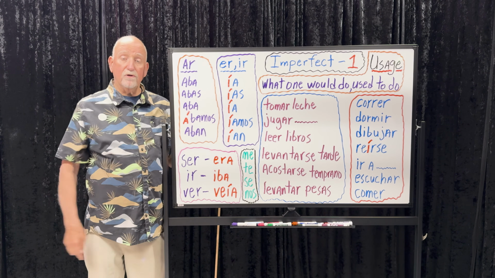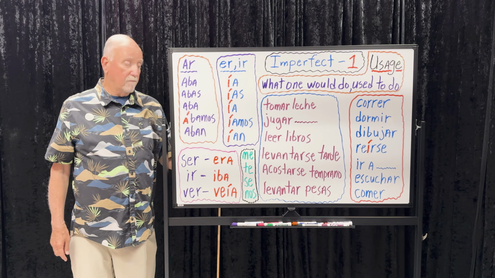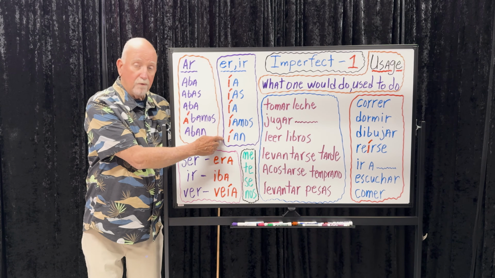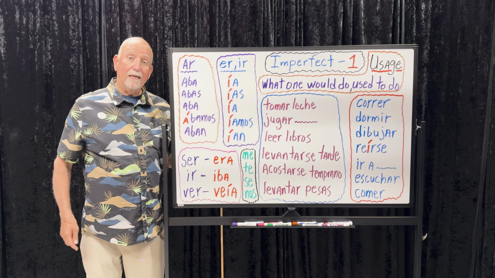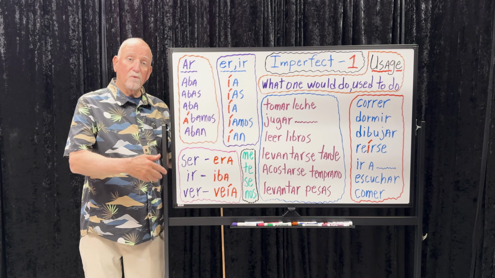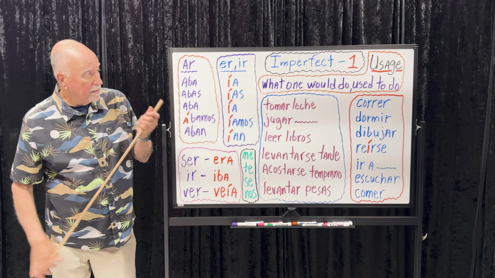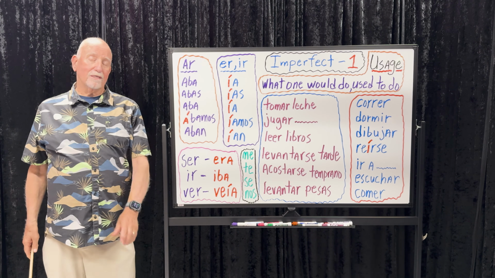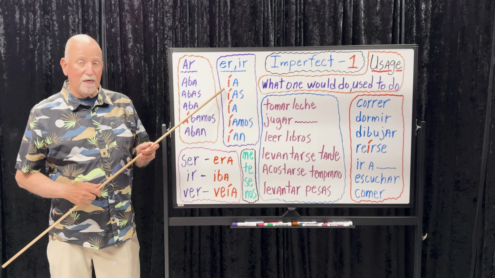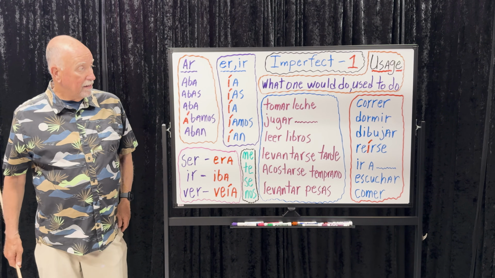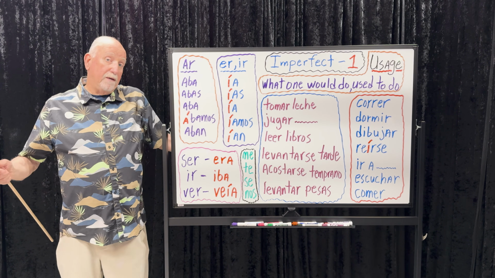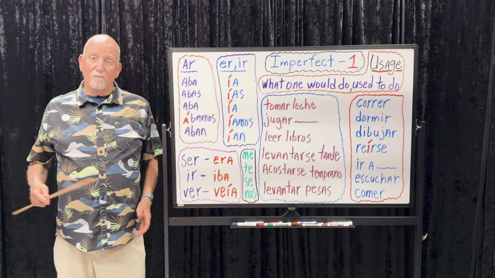We used to run in the afternoon. Corríamos por la tarde. The cross-country team, they would run after school. El equipo de campo traviesa, ellos corrían después de la escuela. Dormir. When I was a kid, I would sleep a lot. Cuando era niño, dormía mucho. Right? My dog would always sleep in the afternoon. Mi perro siempre dormía por la tarde.